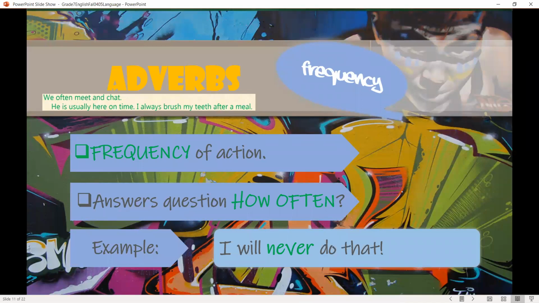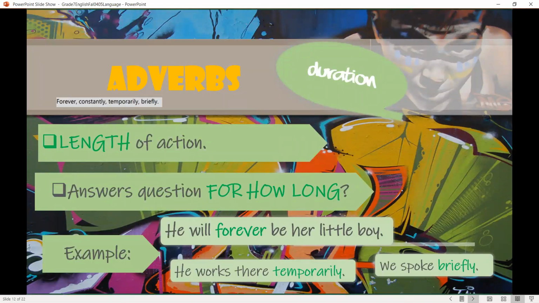He is usually here on time. Instead of just saying he's here on time, we add a bit more, like, how often is he here on time? So, usually. I always brush my teeth after a meal. Instead of just saying I brush my teeth after a meal, let's add a bit of detail and say with more frequency, I always brush my teeth after a meal. Okay. So they really do help make a sentence interesting, and they do give you more detail.